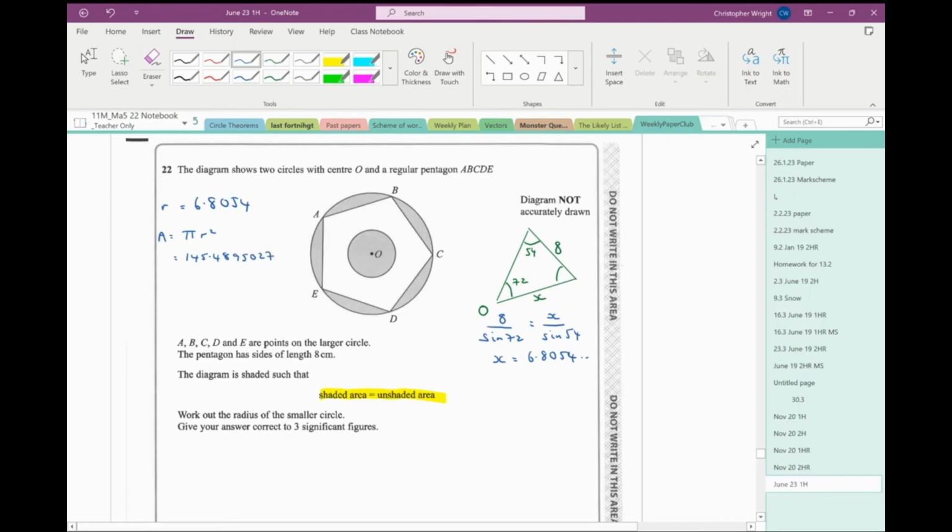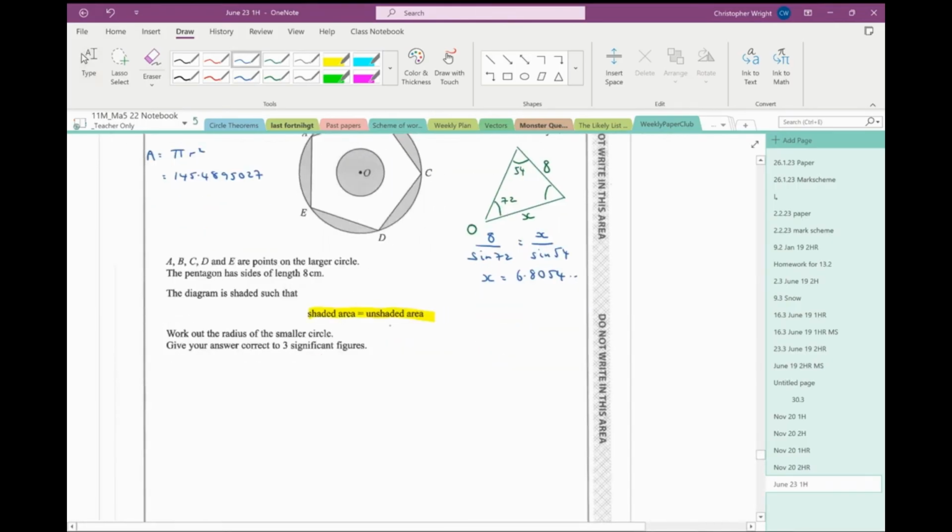Okay, so I've got the area of the large circle now, which incidentally means that I know the area of the shaded part and the area of the unshaded part. Each of those is half the area of the circle, isn't it? 145.4895027 divided by 2. So each of these here is 72.74475135 square centimeters.